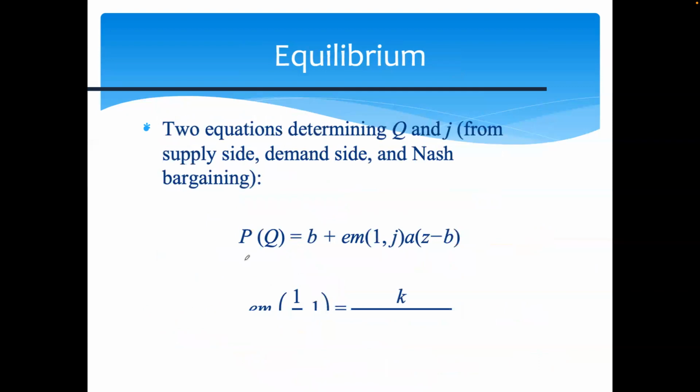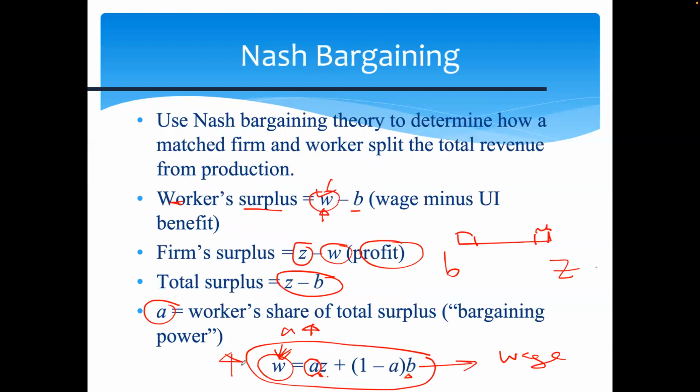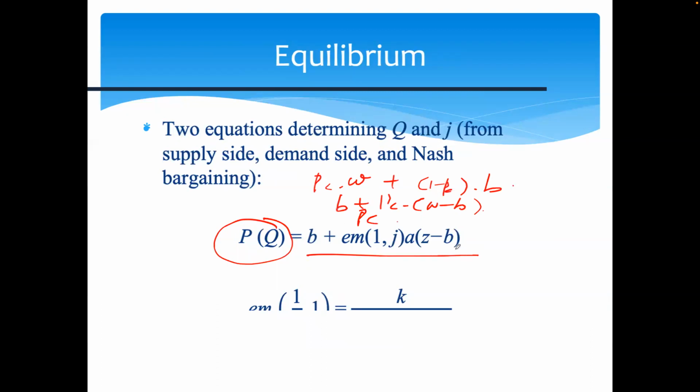So first look at the household side. This is the value of search. This is what they can potentially get, right? Remember, this is coming from PC times W plus 1 minus PC times B, right? And then we simplify. This is equal to B plus PC times W minus B. But what's W? This is what we just got, right? We substitute this in here, and then we simply get this equation. I'll leave the algebra for yourself.